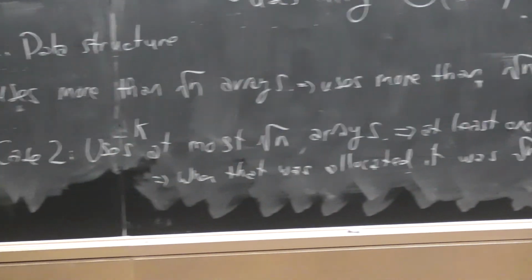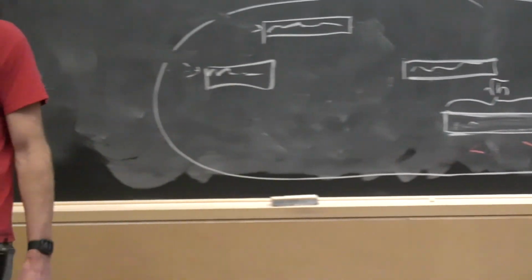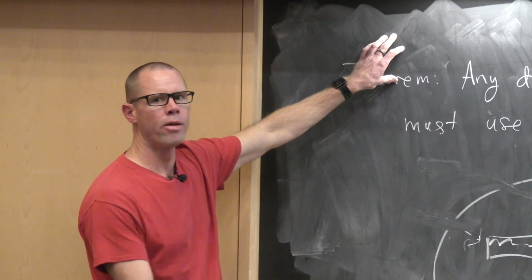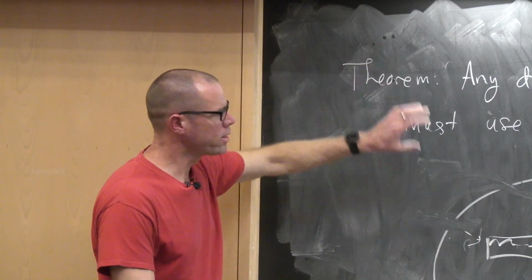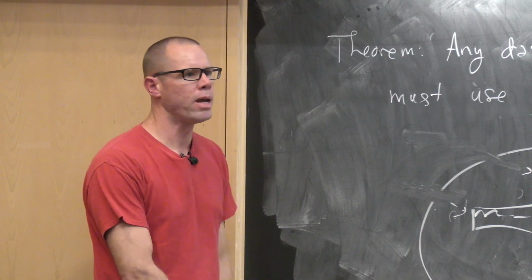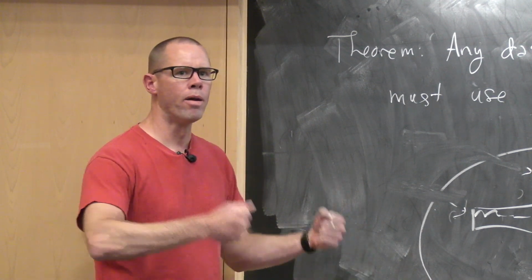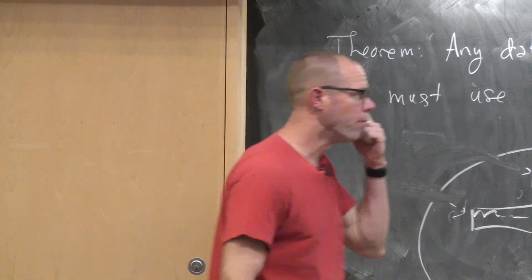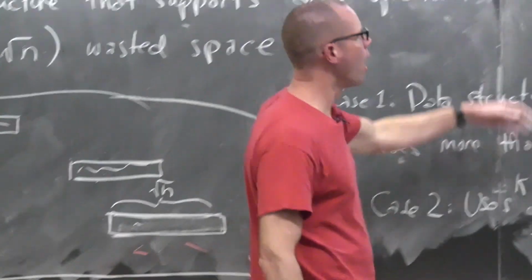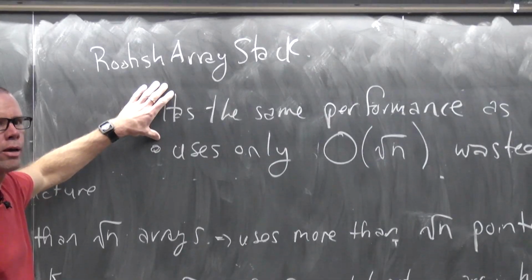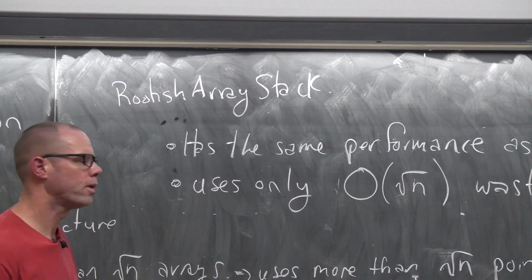So it doesn't matter what you do, if you have any data structure that allows you to add things, and I don't care what other operations it supports, at some point when you add n items, you will be wasting square root n space, either on pointers or on one big empty array somewhere. There's no way around that, which means that we can stop now trying to save space on these array stacks. We're not going to do better than square root n.